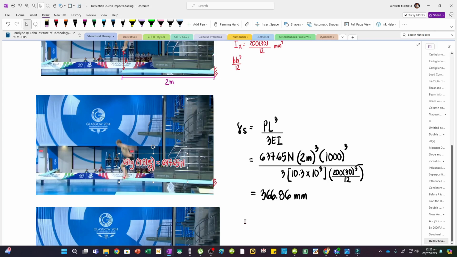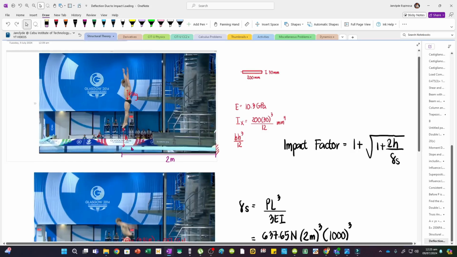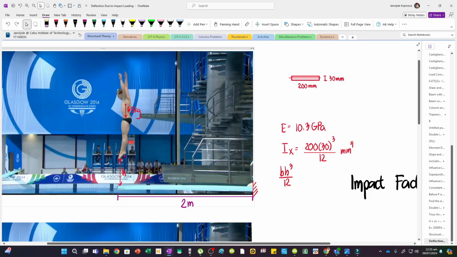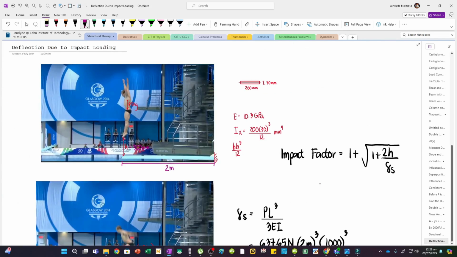So that's why we have to multiply this by a factor which we can obtain using this formula. We have the impact factor equal to 1 plus square root of 1 plus 2h divided by the static deflection. Now sir, what is h? Sabihin natin na the height of the man's feet from the plank, let's say this is 300 mm. Sabihin lang natin. Now if this is 300 mm, then that will define our h, because h is the height at which the object falls from.